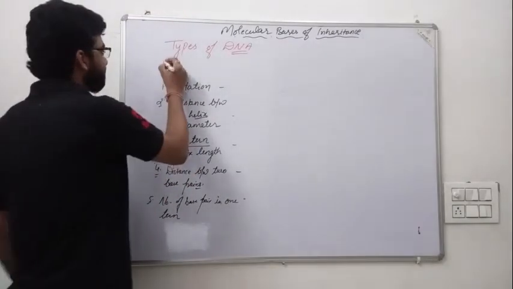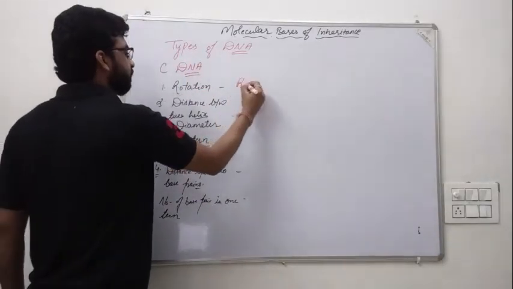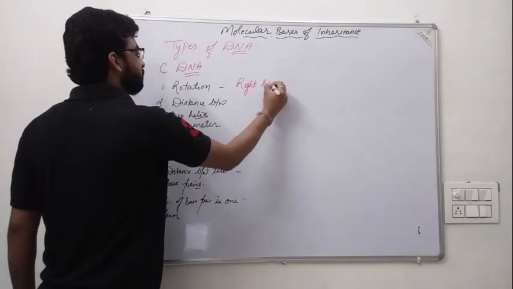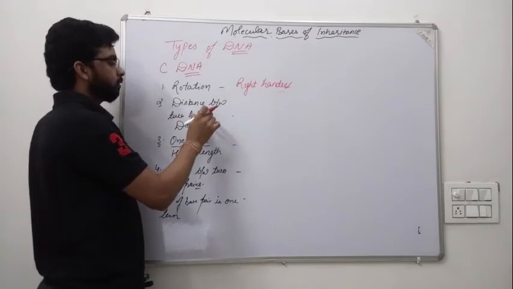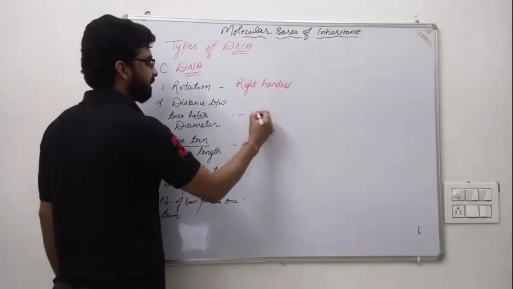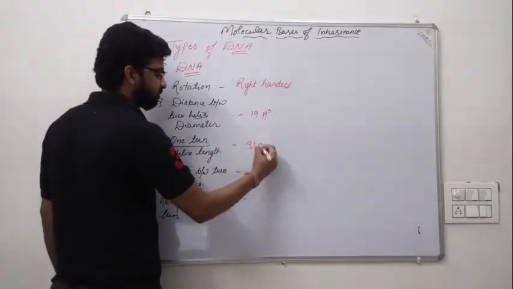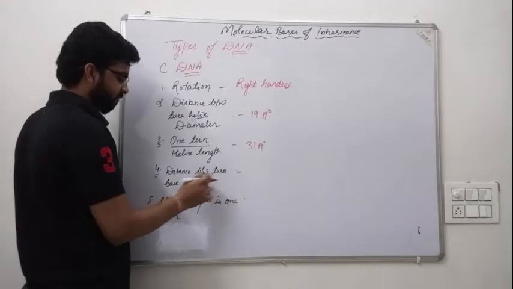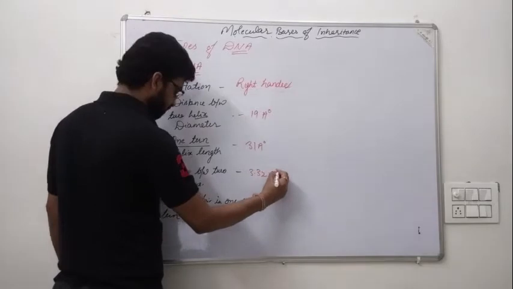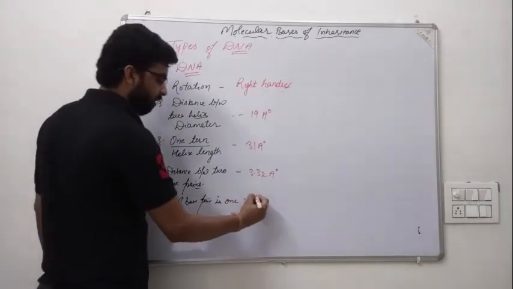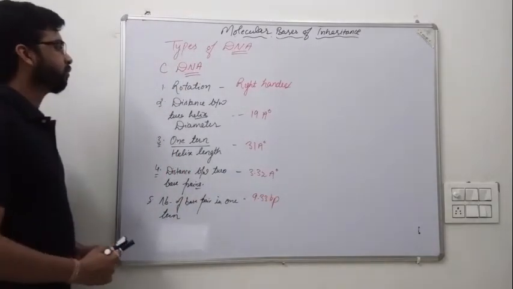Next is C type DNA. In cDNA, the rotation is right-handed. Distance between two helix or the diameter is 19 angstrom. One turn or helix length is 31 angstrom. Distance between two base pairs is 3.32 angstrom, and the number of base pairs in one turn is 9.33 base pairs here.